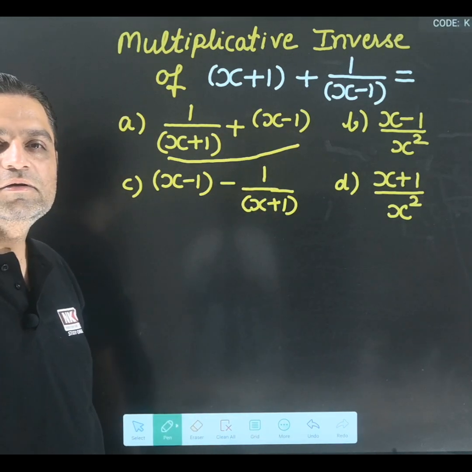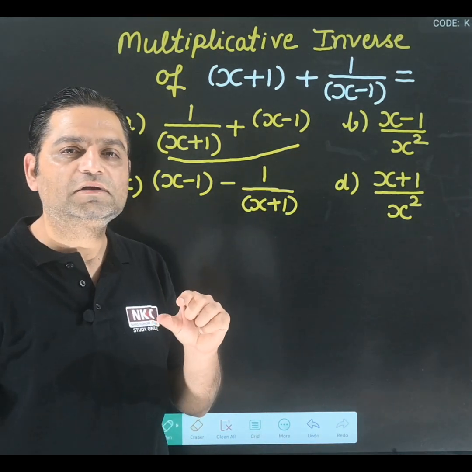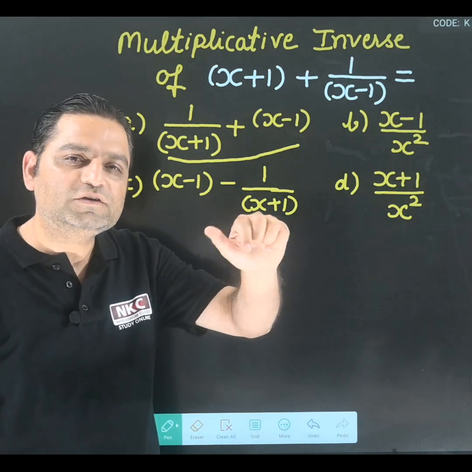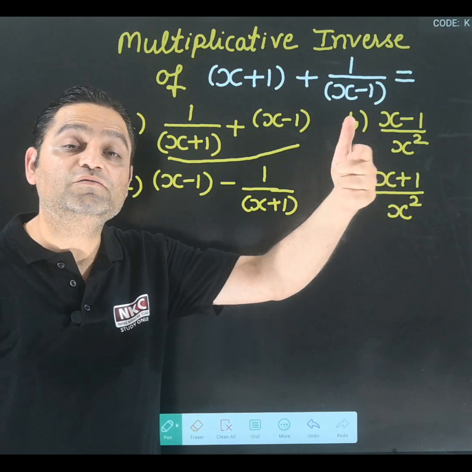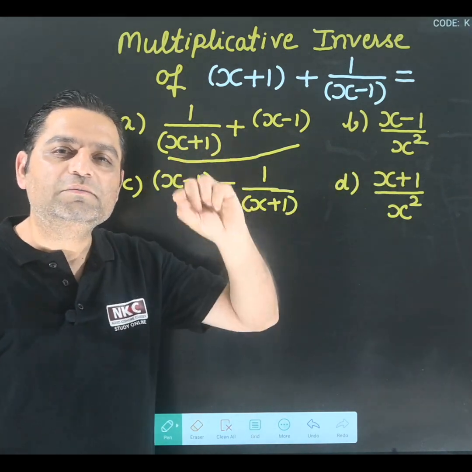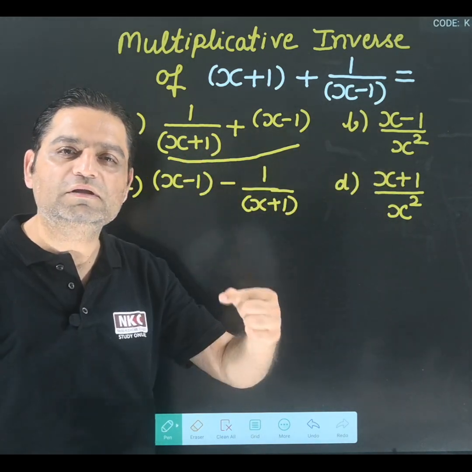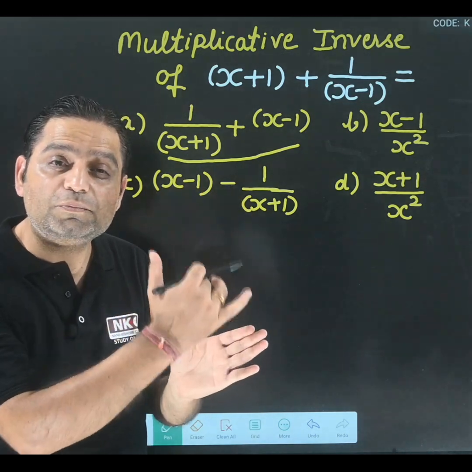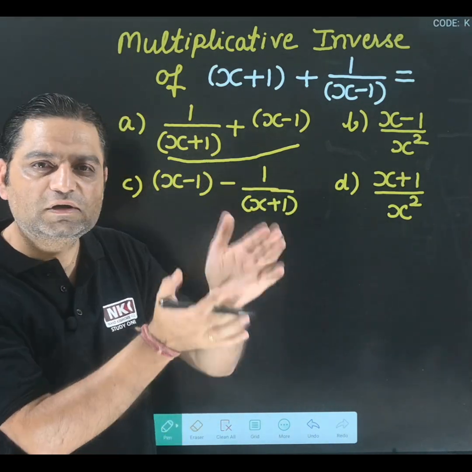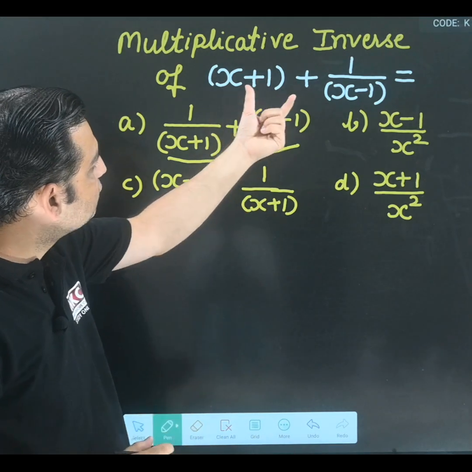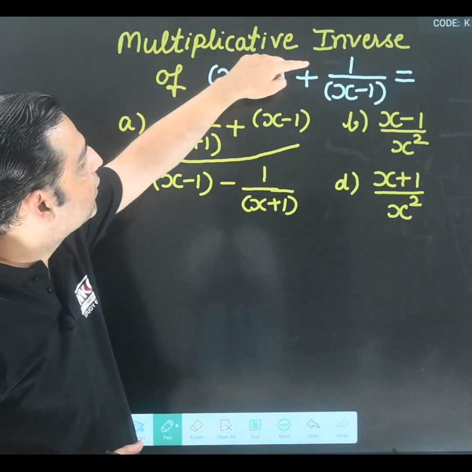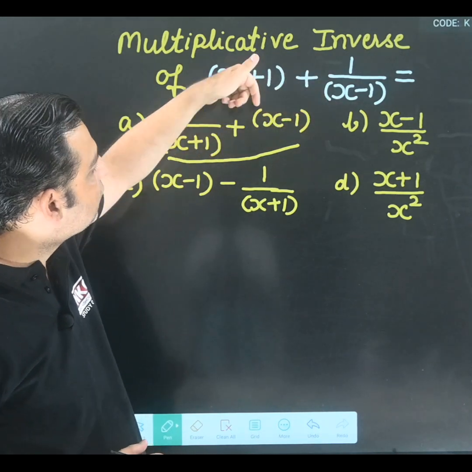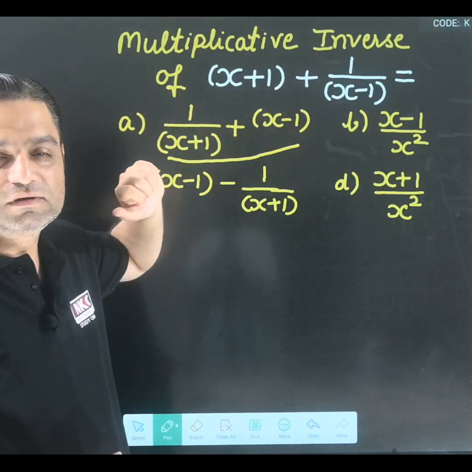Why? Because they have learned this concept that you just need to take the reciprocal. Like the multiplicative inverse of 2 is 1 upon 2. The multiplicative inverse of 3 is 1 upon 3. The multiplicative inverse of 2 upon 3 is 3 upon 2. So they just do the reciprocal. In the same way, students think here that x plus 1 will become 1 upon x plus 1, and 1 over x minus 1 will be reversed and you will get only x minus 1.